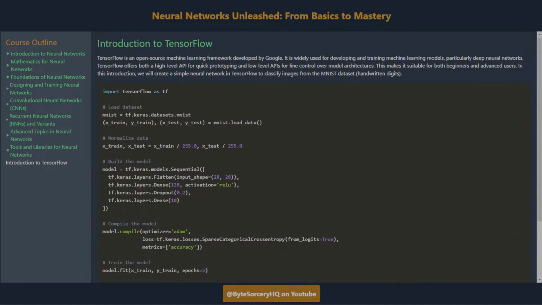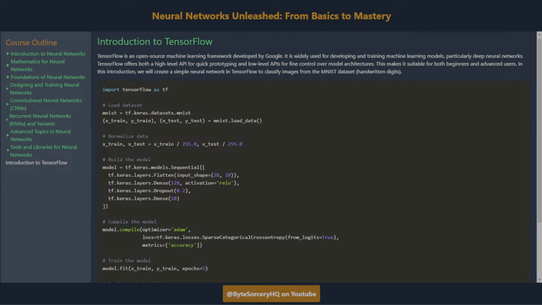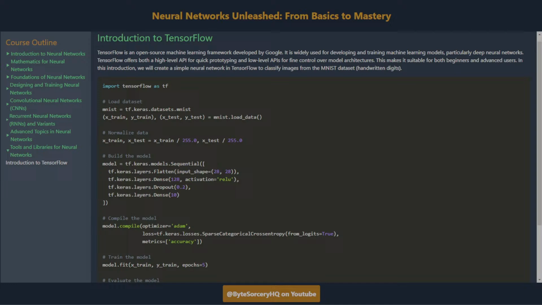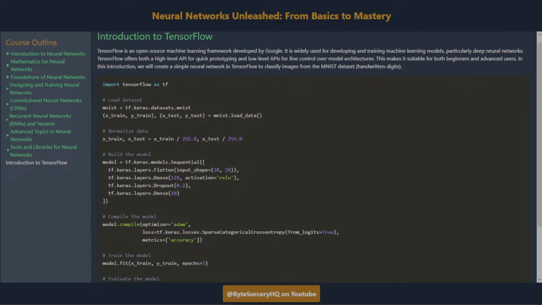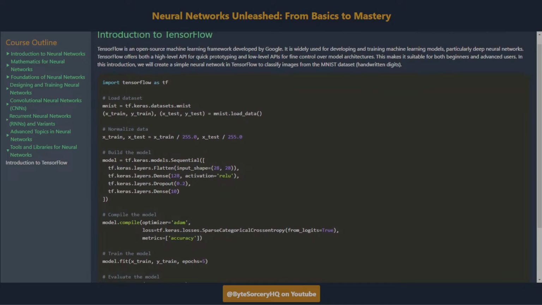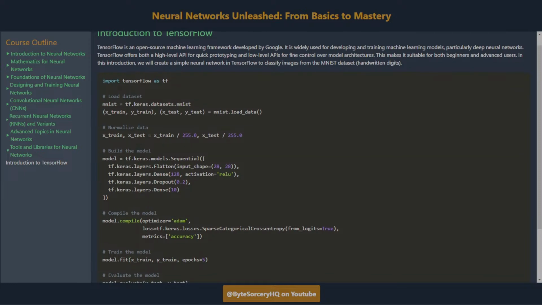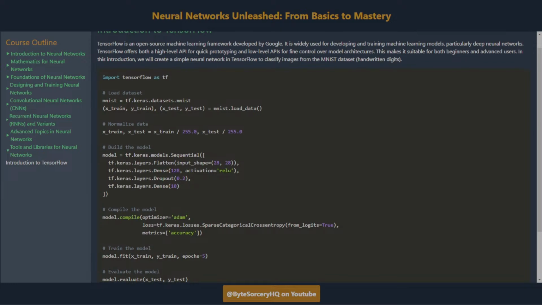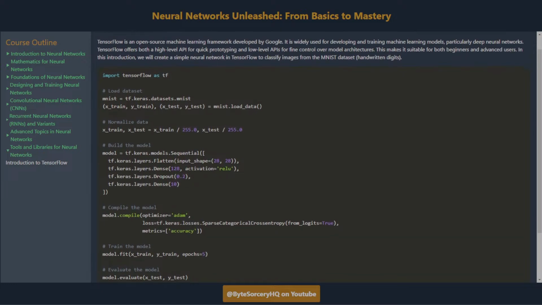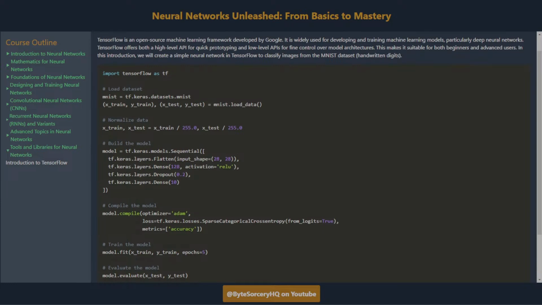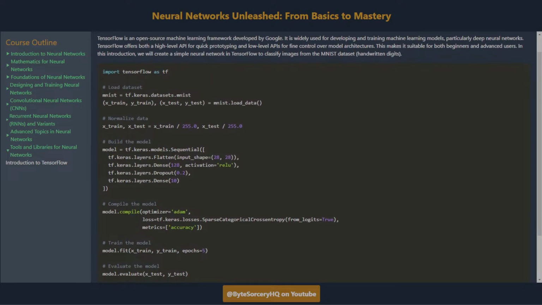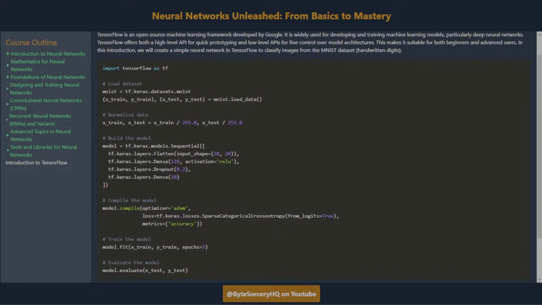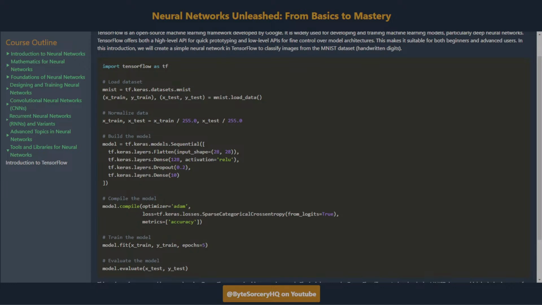Introduction to TensorFlow. TensorFlow is an open-source machine learning framework developed by Google. It is widely used for developing and training machine learning models, particularly deep neural networks. TensorFlow offers both a high-level API for quick prototyping and low-level APIs for fine control over model architectures. This makes it suitable for both beginners and advanced users. In this introduction, we will create a simple neural network in TensorFlow to classify images from the MNIST dataset, handwritten digits.